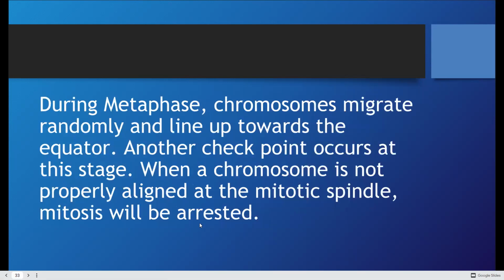During metaphase, the second phase of mitotic cell division, chromosomes migrate randomly and line up at the equator. Another checkpoint occurs at this stage. When the chromosomes are not properly aligned at the mitotic spindle, mitosis will be arrested or stopped. Okay? Because the chromosomes should be aligned in the mitotic plate, or the equator itself.